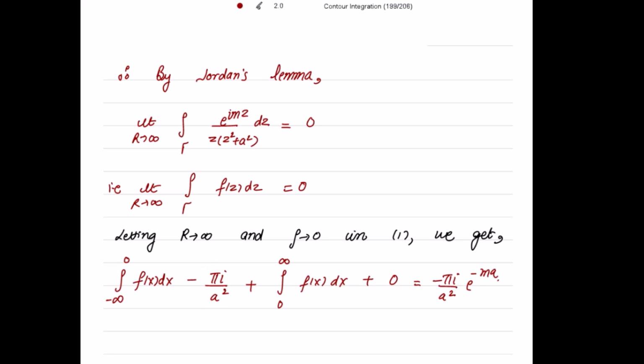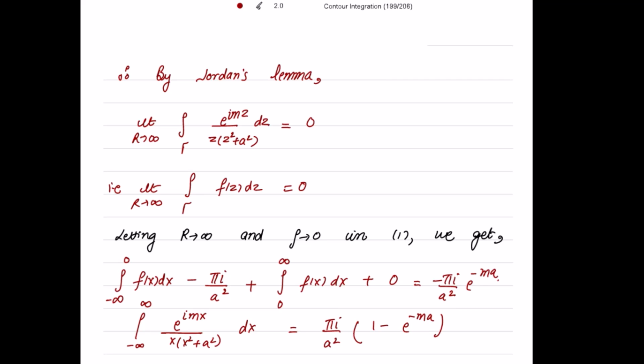Taking this pi iota over a square to the other side and merging the two integrals together, I get the integral from minus infinity to infinity, putting the value of f of x, which is e to the power iota mx over x into (x square plus a square), writing f of z in terms of f of x, dx, and this is equal to, taking pi iota over a square common, 1 minus e to the power negative ma.